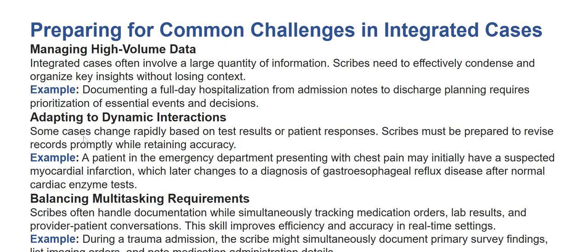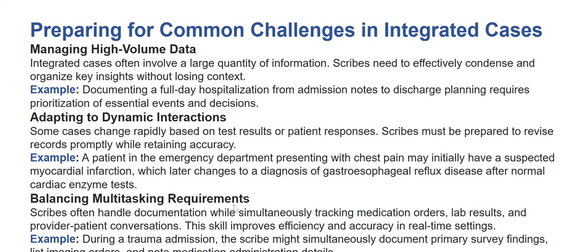Adapting to dynamic interactions: some cases change rapidly based on test results or patient responses. Scribes must be prepared to revise records promptly while retaining accuracy. Example: a patient in the emergency department presenting with chest pain may initially have a suspected myocardial infarction (MI), which later changes to a diagnosis of gastroesophageal reflux disease (GERD) after normal cardiac enzyme tests.